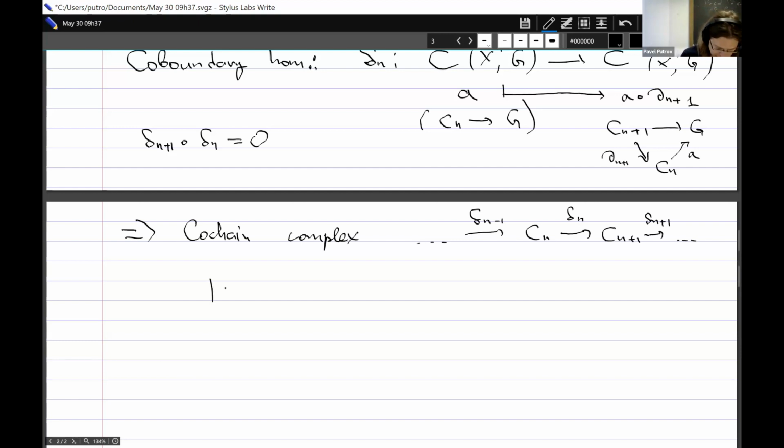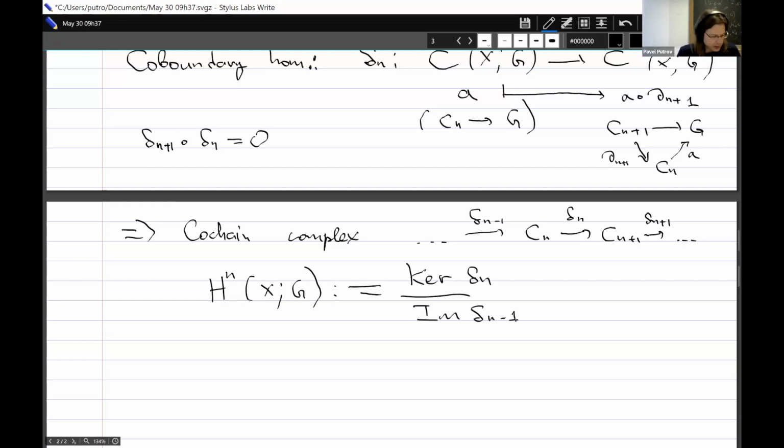And then once we have this cochain complex, we define cohomology groups in a similar way. It's a quotient of the kernel of delta n divided by the image of delta n minus 1.